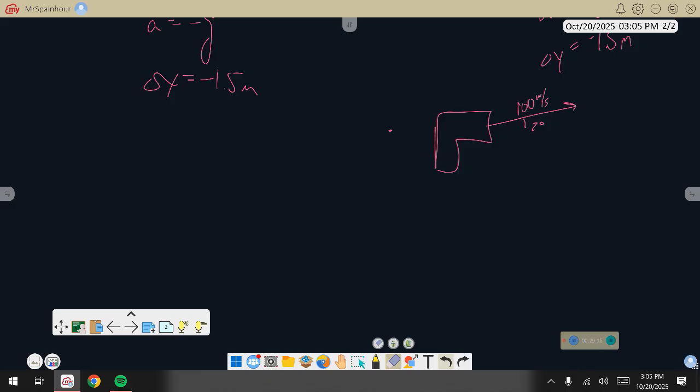In your group, try to figure out how fast you have to throw this bullet over here so that it does land at the exact same time. Discuss.